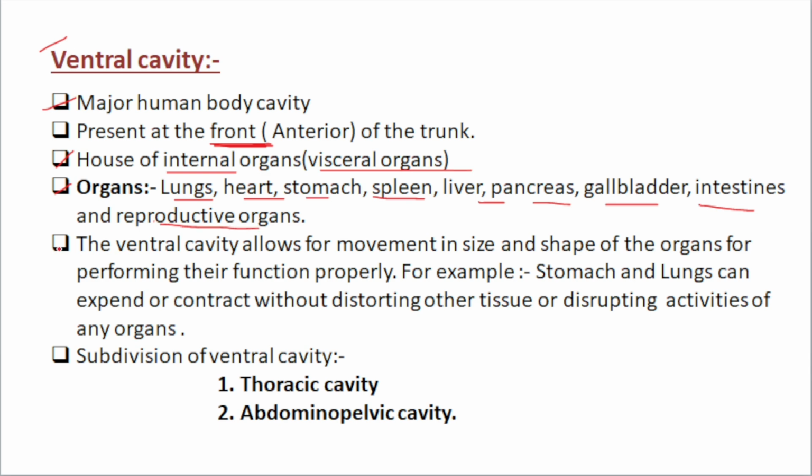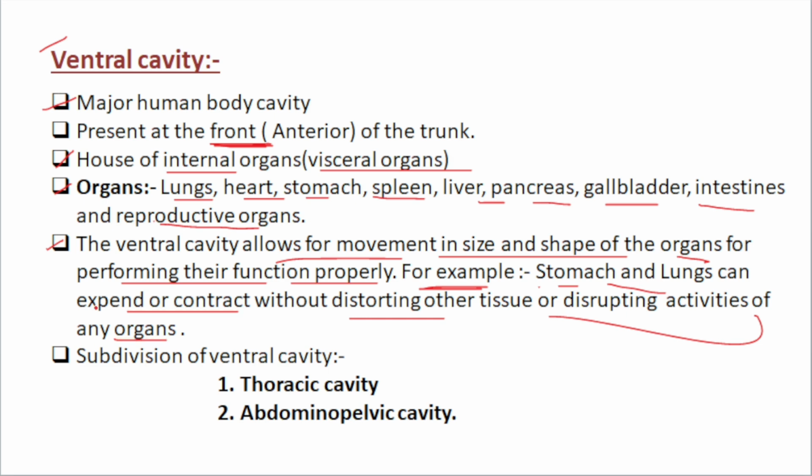our reproductive organs. The cavity also allows for the movement, size and shape changes of the internal organs for performing their function properly. For example, organs like the stomach and lungs can expand or contract without destroying other tissue or disrupting the activity of any other organs.